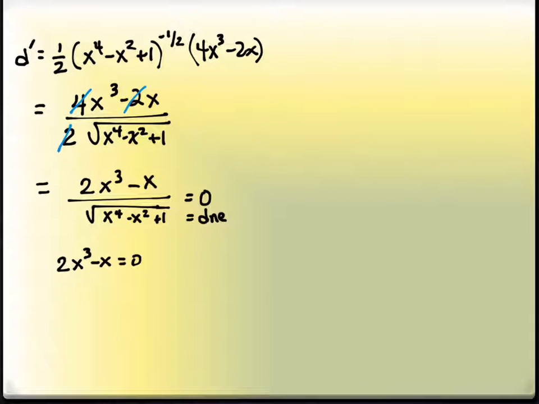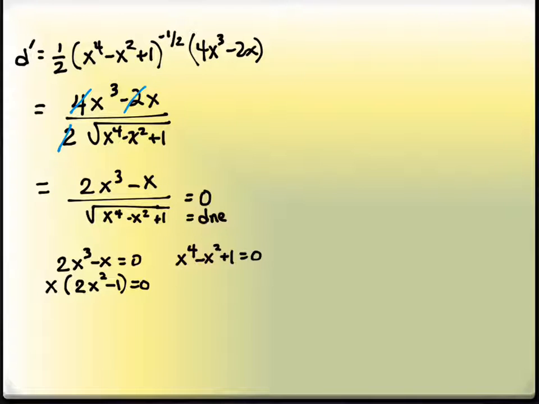So now we've got this piece, and then the denominator equal to 0 will mean that x to the 4th minus x squared plus 1 would be equal to 0, so we'll check that out in a second here. What about this numerator, though? You can simplify it, pull the x out of it. We're going to factor the x out. That gives me 2x squared minus 1 equals 0.